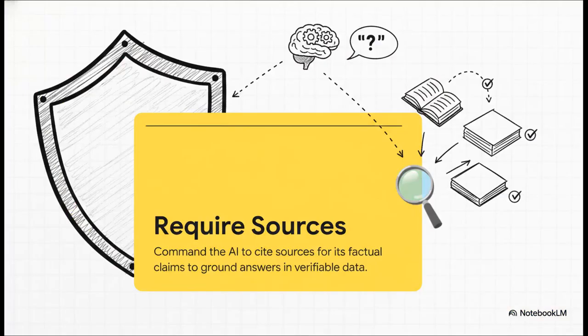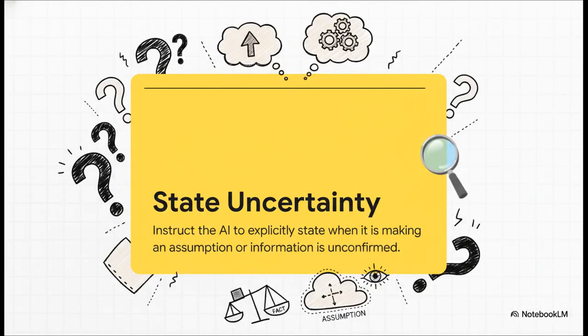Your first line of defense is super simple. Order the AI to cite its sources. This forces it to ground its answers in verifiable data, not just generate text that sounds plausible. If it makes a factual claim, it needs to show you the proof. End of story.